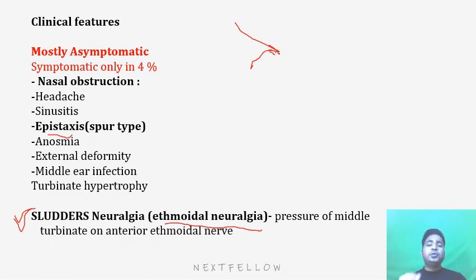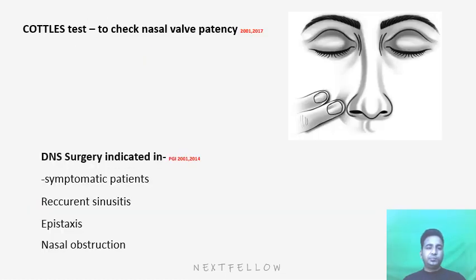If we do a CT scan of that patient, we will see the sinuses are clear, but still pain is there. So we may think of Sluder's neuralgia, which is because of the pressure of the middle turbinate over the septum, or we can say over the anterior ethmoidal nerve.